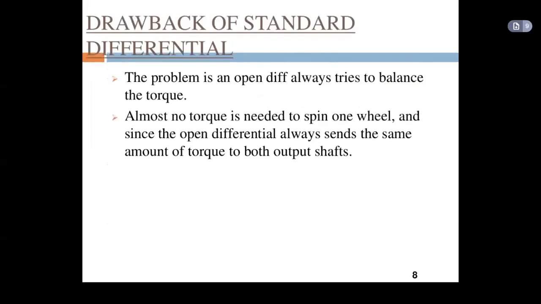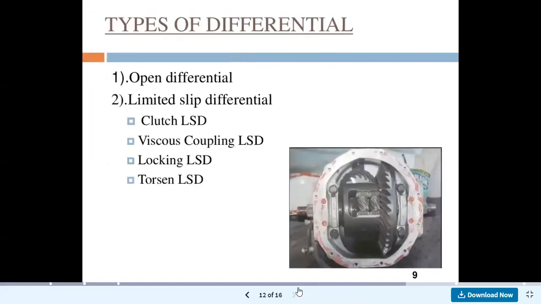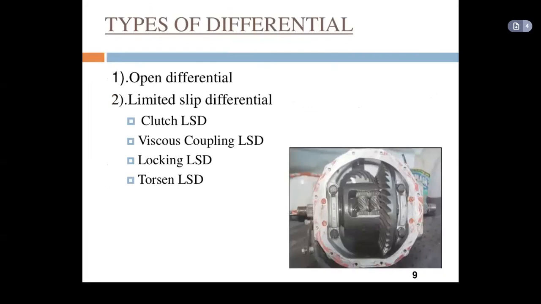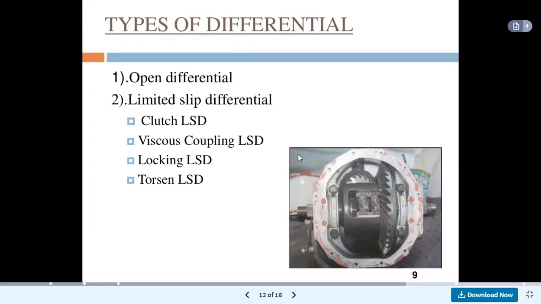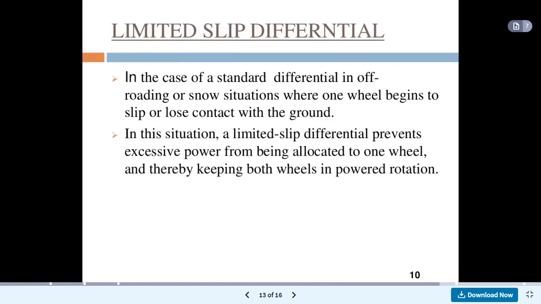If we see the drawbacks of this differential, the problem is that an open differential always tries to balance the torque. Almost no torque is needed to spin one wheel, and since the open differential always sends the same amount of torque to both output shafts, this is the drawback. There are two major types of differentials: open differential and limited slip differential. Limited slip types include clutch LSD, viscous coupling LSD, locking LSD, and torsion LSD. So these are the different types of differentials.